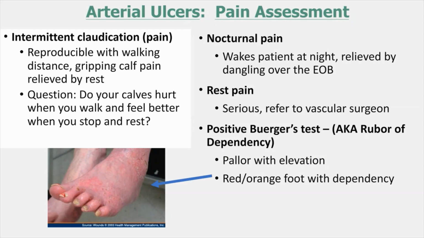Also, there's something called the positive Buerger test, also known as rubor of dependency, where you have pallor with elevation, and when you put the foot back down in a dependent position in a light-skinned person, you'll see this red-orange coloring that you'll see with dependency. And we'll talk about rubor of dependency again in a little while.